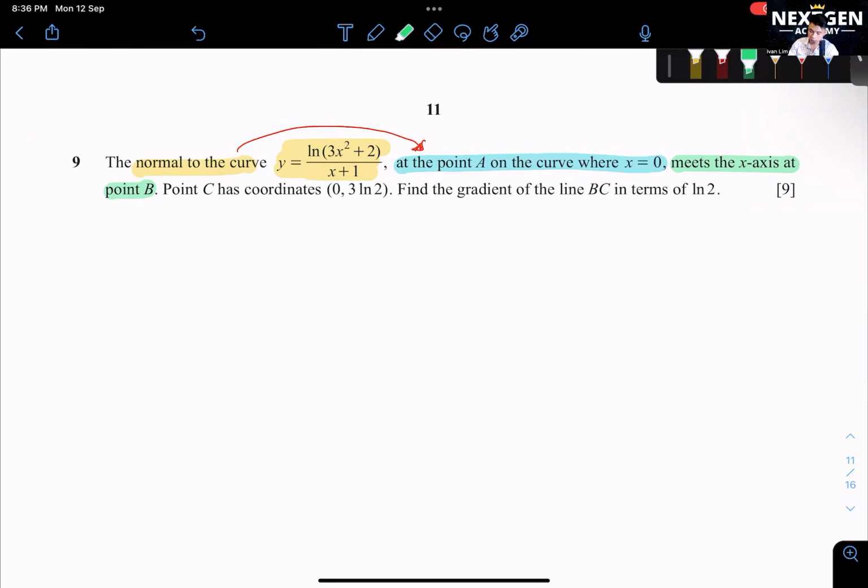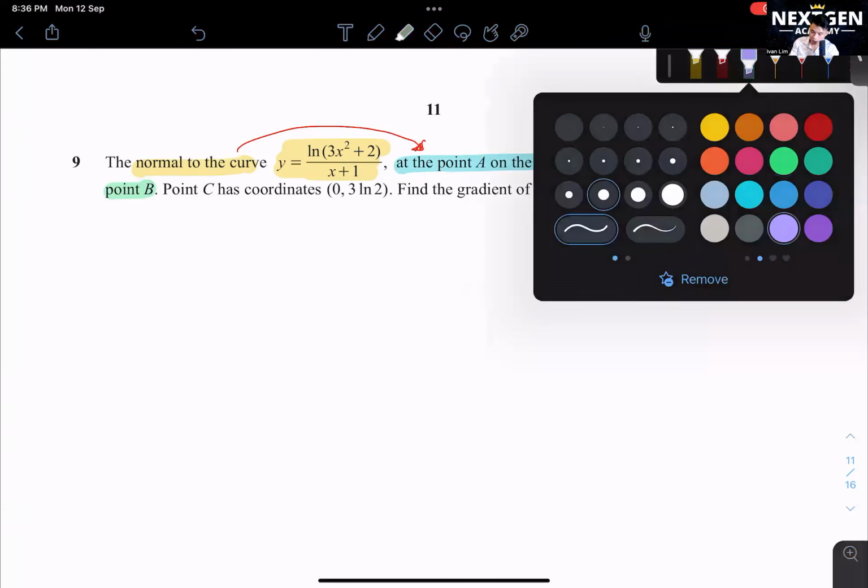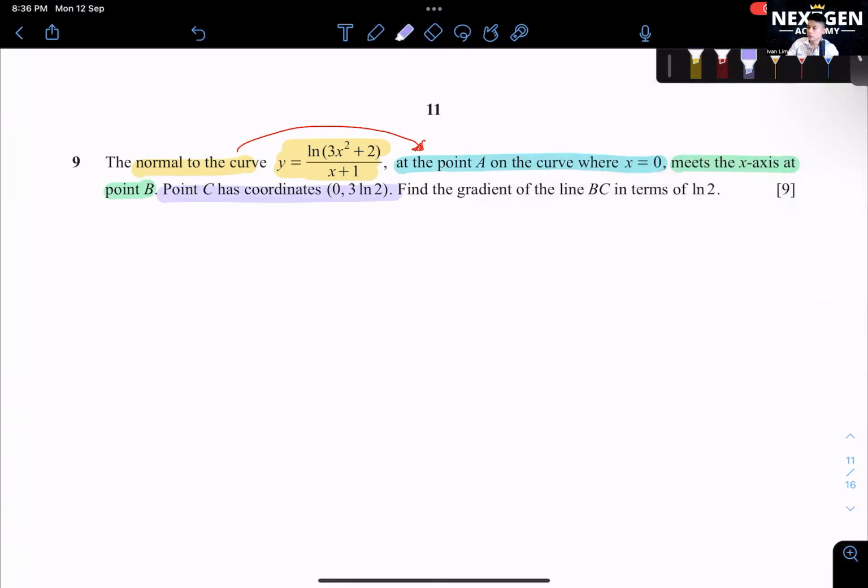Okay, then point C, 0, 3 ln 2. Then after that, it asks you to find the gradient of B and C. So what do I need to find here? I need to find what's B, right? C is given to me already, so technically I just need to find what's B.